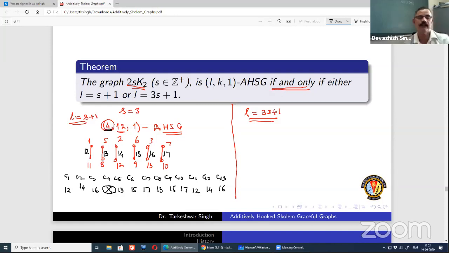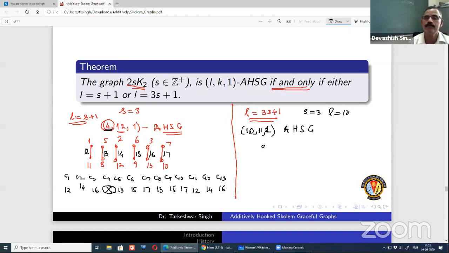This is another example I am going to get when S is equal to 3n plus 1, L is equal to 3n plus 1. So when we take S equal to 3 only, L is now 10. So that number 10 will be missing here. So I will start this hooked sequence not from 12 but from 10 plus 1, 11. I will take 11, and then I will increase this one. So this is an additively hooked Coulomb graph, which I am going to find.